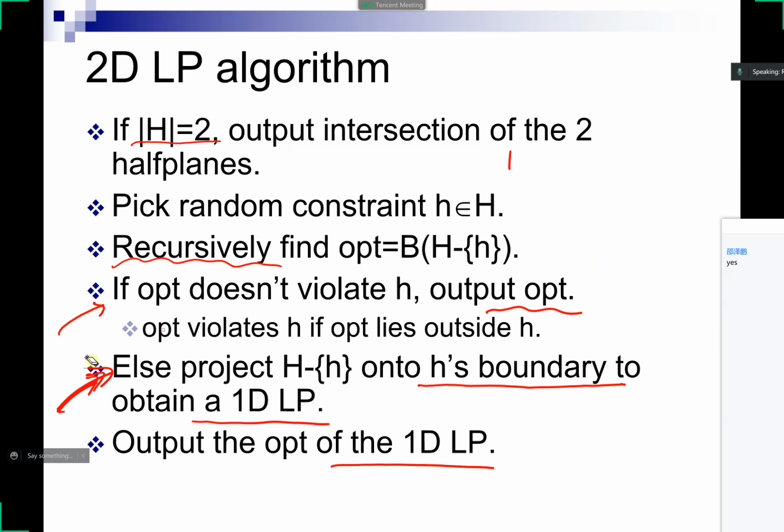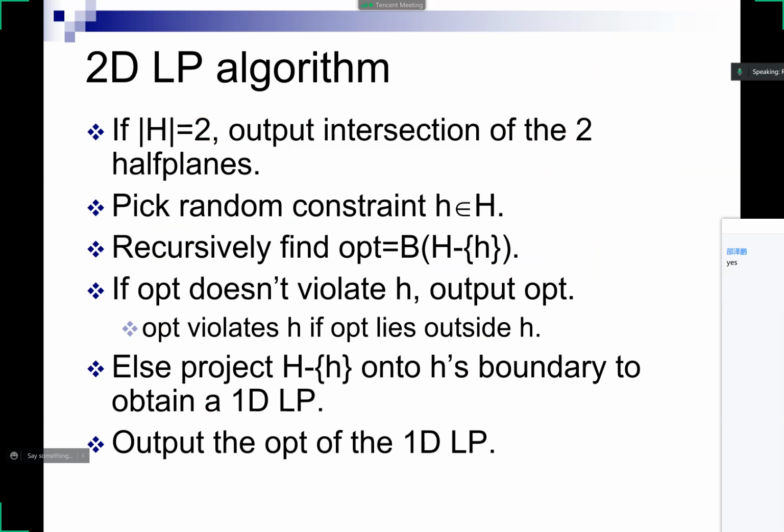Okay, so again, the algorithm is that if you have lots of constraints, you're going to pick a random constraint. Hopefully this is a redundant constraint. The way that you figure out whether it's redundant or not is you compute the optimum after you take out this constraint. If the optimum doesn't change, so that's the first case, the optimum does not violate H, then the optimum for these constraints is equal to the optimum for the H constraints. And so we're done.